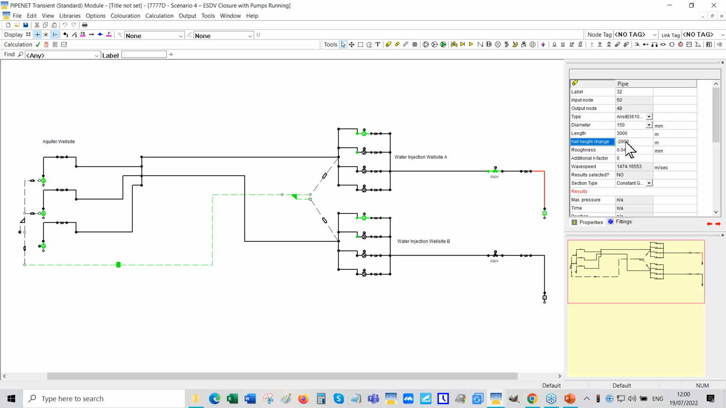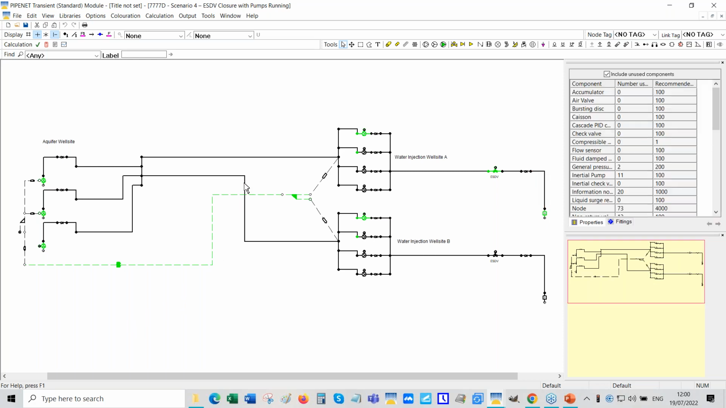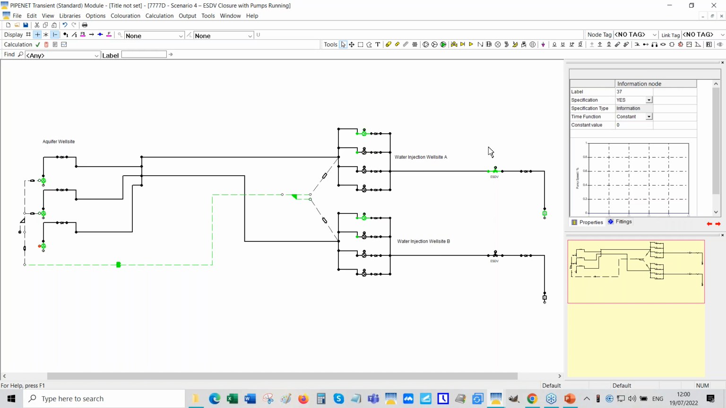The net elevation changes 2 kilometers. So this is actually the well that's being modeled here. We also have a control loop. And what we are modeling here, this pump here, we're using the inertial pump model. That pump is shut down. And the control system is going to model the shutdown of these two pumps.